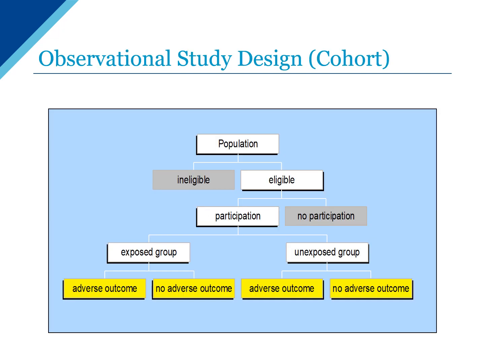This is another representation of the cohort design, starting with a sample of the population, determining who is eligible, dividing the eligible participants into exposed and unexposed groups, and then observing the outcomes.